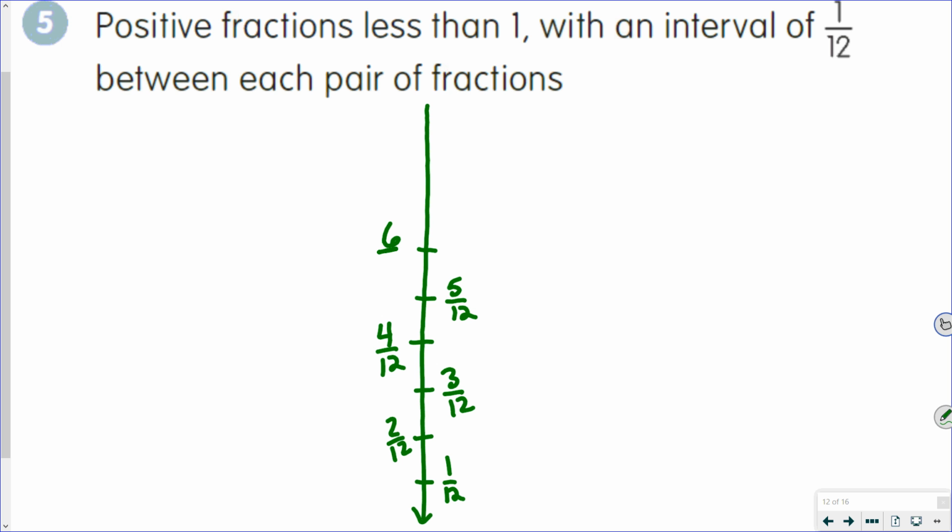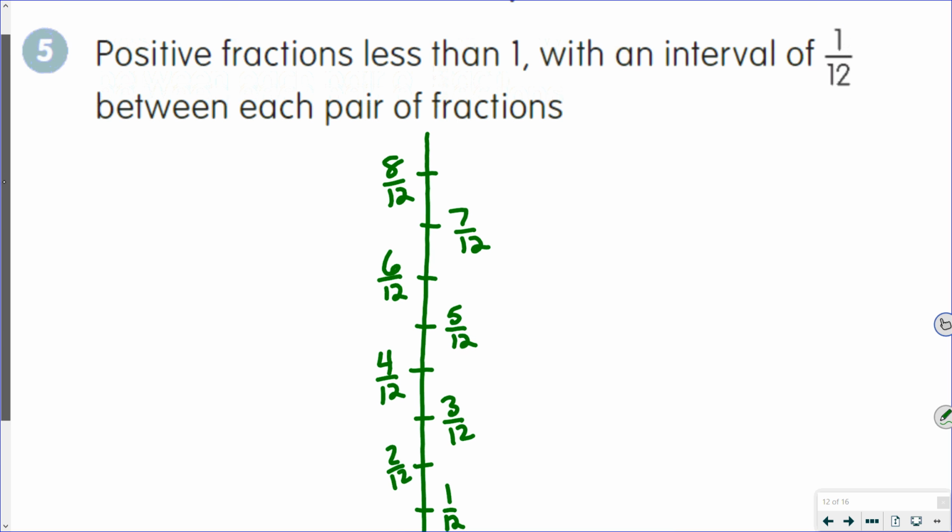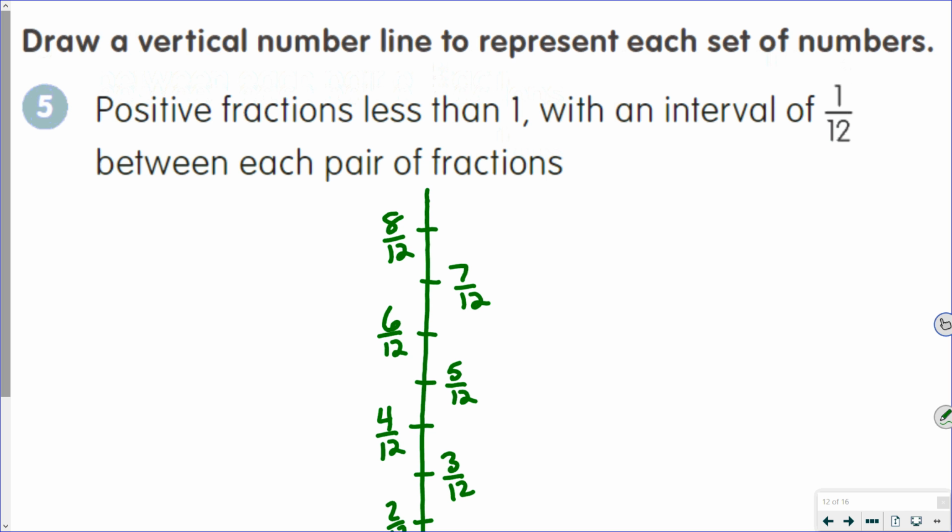5/12, 6/12 or half, 7/12, 8/12 or 2/3. And remember, if we run out of space, just go up through the problem. So 9/12 or 3/4, 10/12 or 5/6, and finally 11/12. But again, I do want to emphasize that if you're doing a vertical number line and you run out of space, you can just go through any wording, any problems that are there to finish your number line.